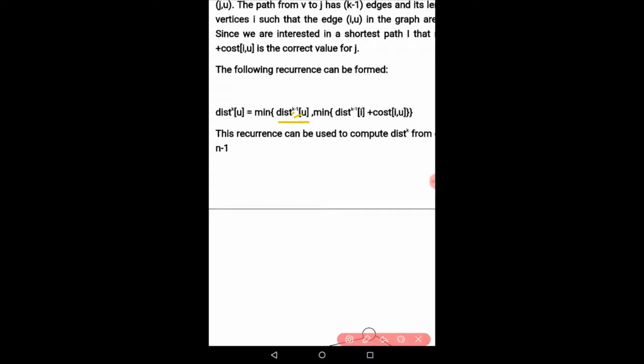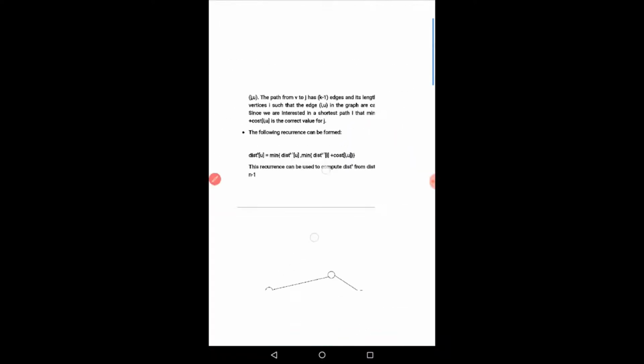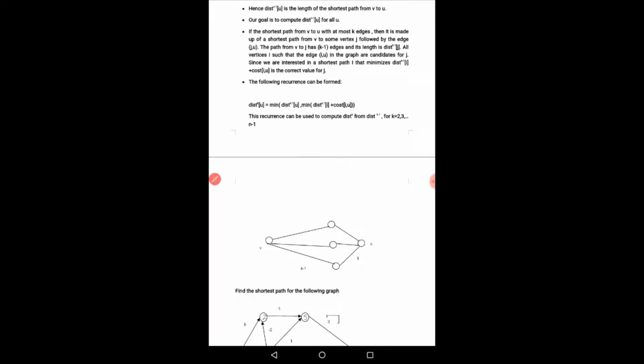Comma, minimum of this one, dist K-1 of I plus cost of I to U, where I is an intermediate vertex. So distance from source to an intermediate vertex plus from that intermediate vertex to U. So that is represented in this figure. If the intermediate node is represented as I, that means the distance is from V to I, and the minimum distance we have to take. So that is represented using this recurrence formula.